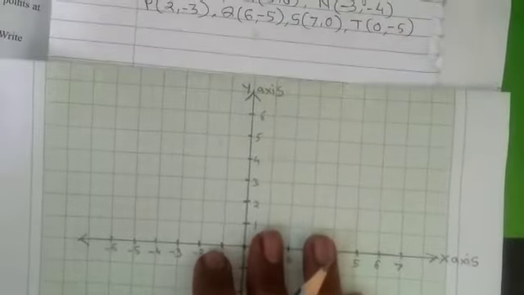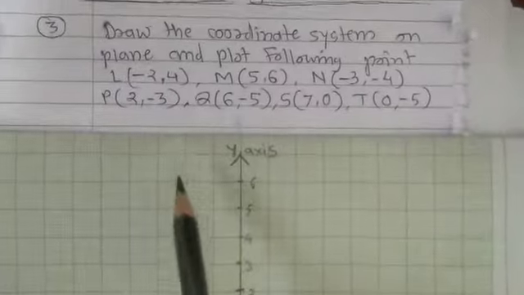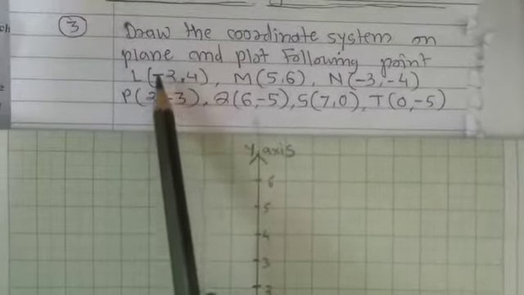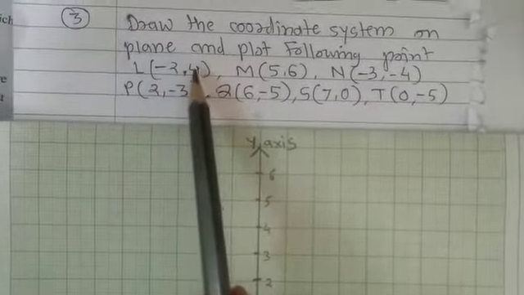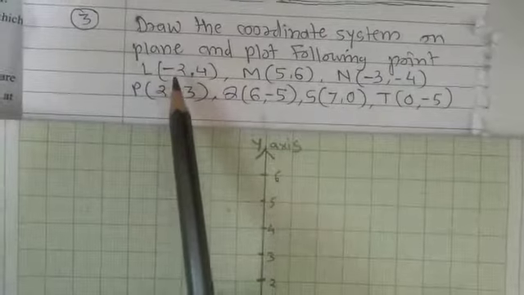Now we plot the points. Okay, our first point is L (-2, 4). The x coordinate is -2. The y coordinate is 4. You want to first consider the x coordinate.